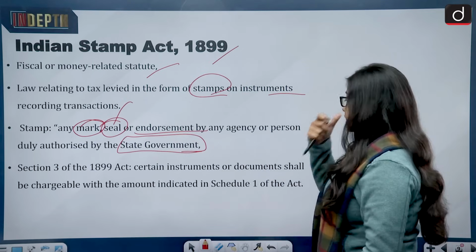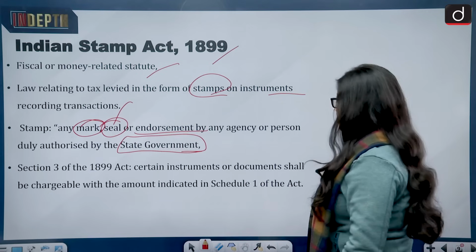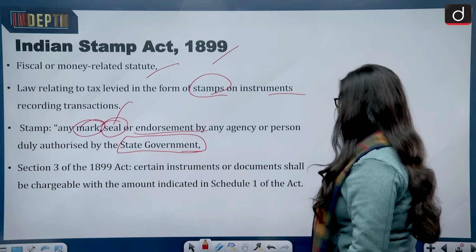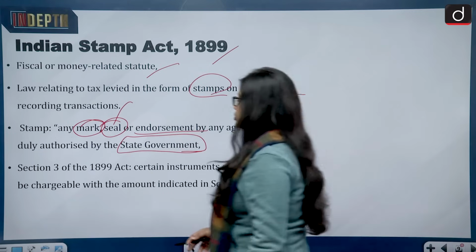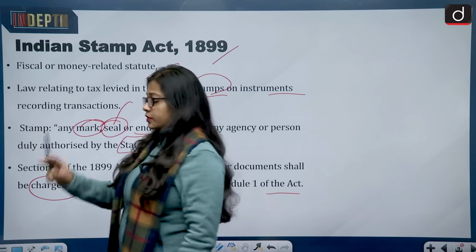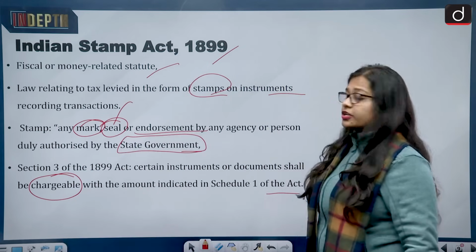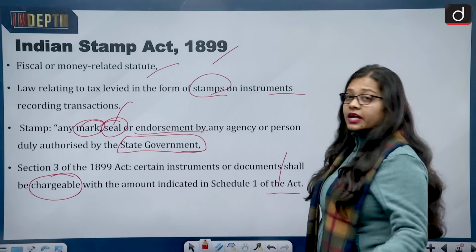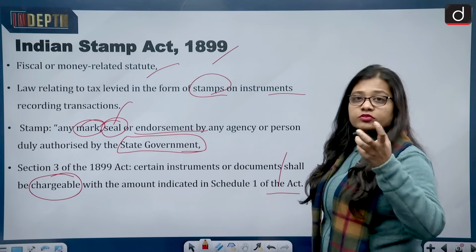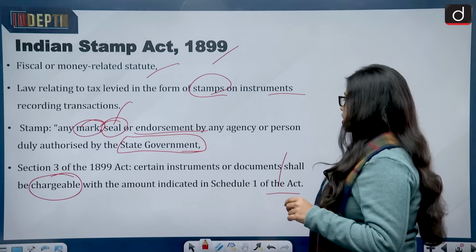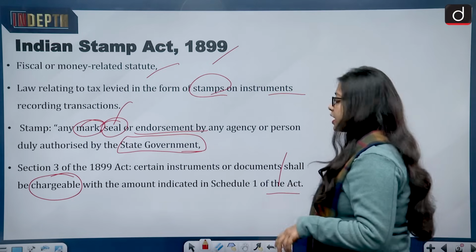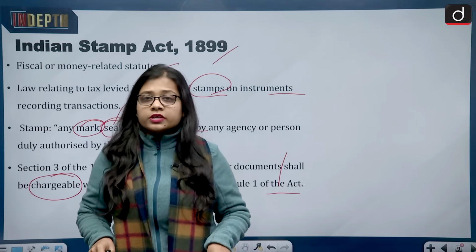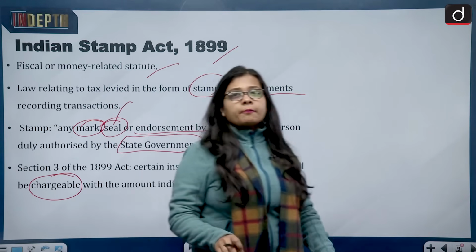Then section 3 of the 1899 Act talks about certain instruments or documents that shall be chargeable with the amount indicated in schedule 1 of the Act. Chargeable means, what is this line saying? Section 3 of the 1899 Act is talking about certain instruments or documents, that is, the documents which come under stamp duties, that shall be chargeable with the amount indicated in the schedule of the Act. It means that whatever amount will be charged under stamp duty is duly given on the papers.